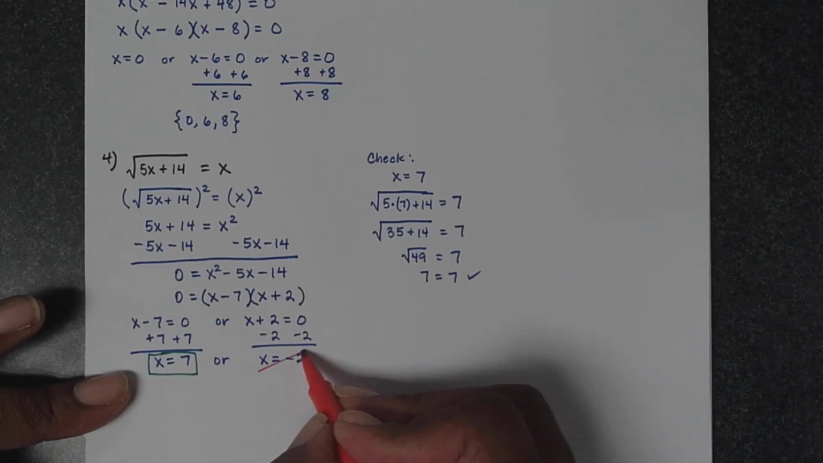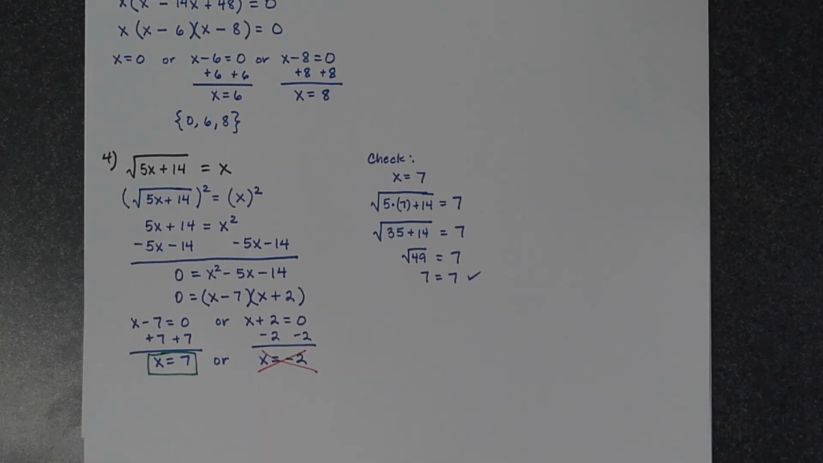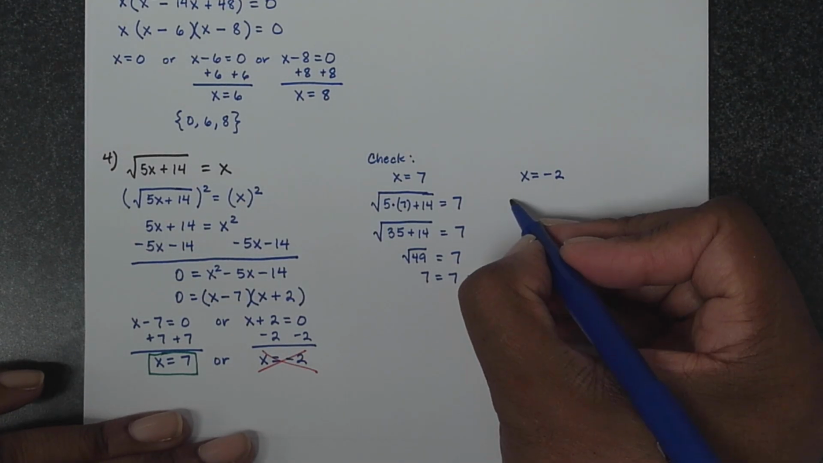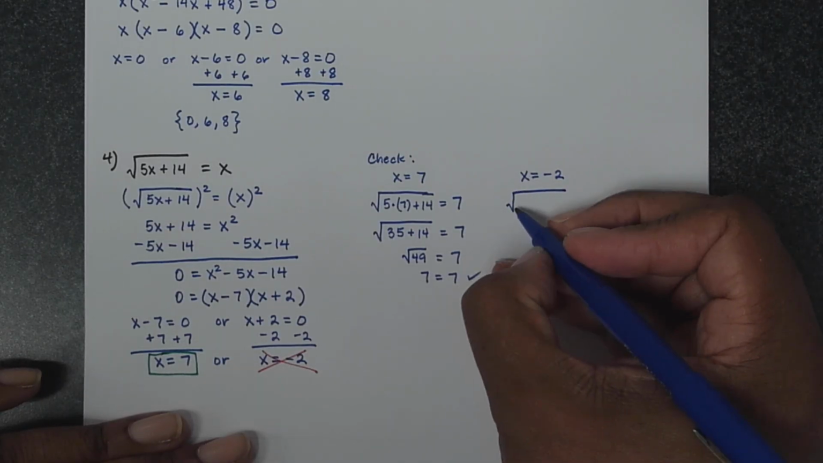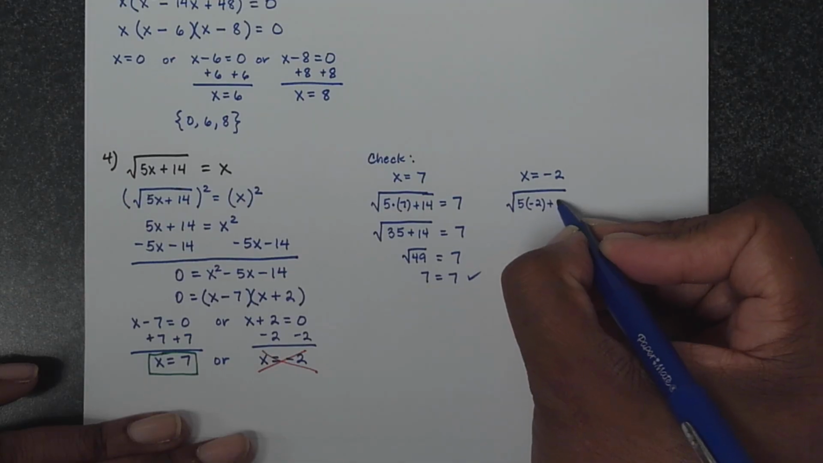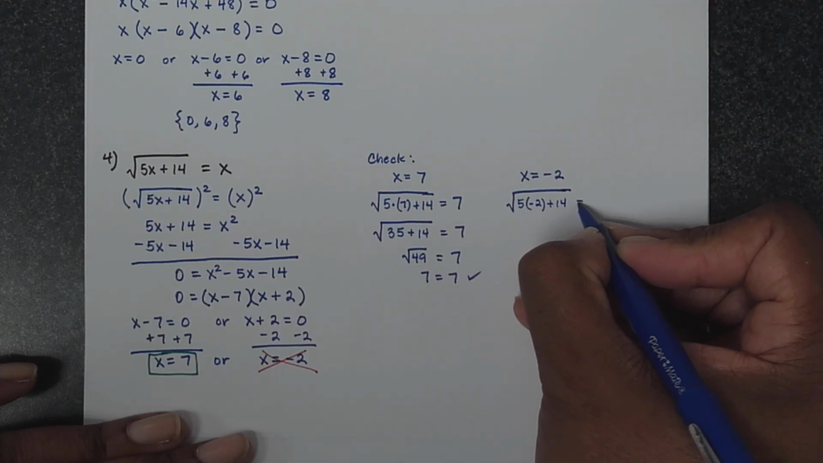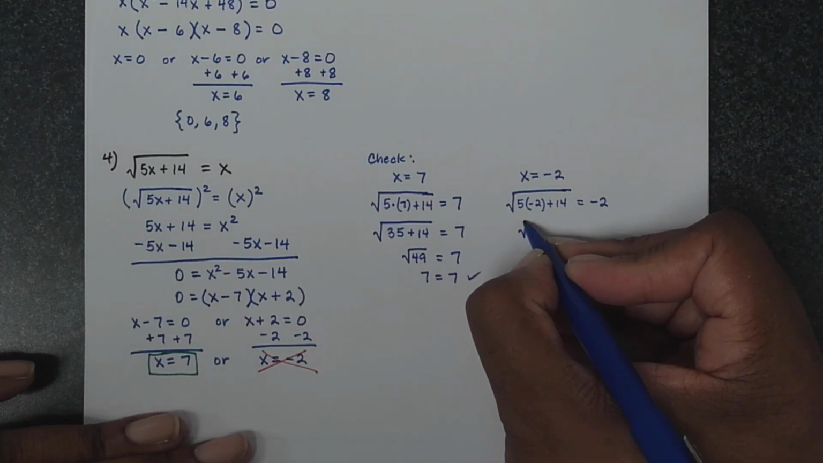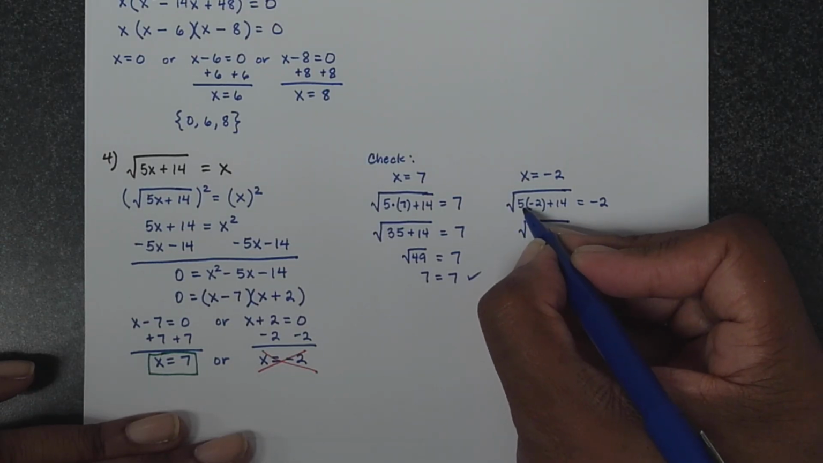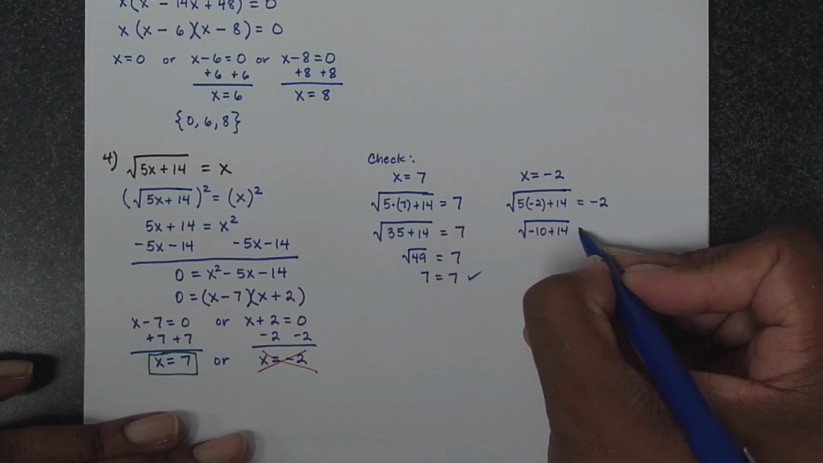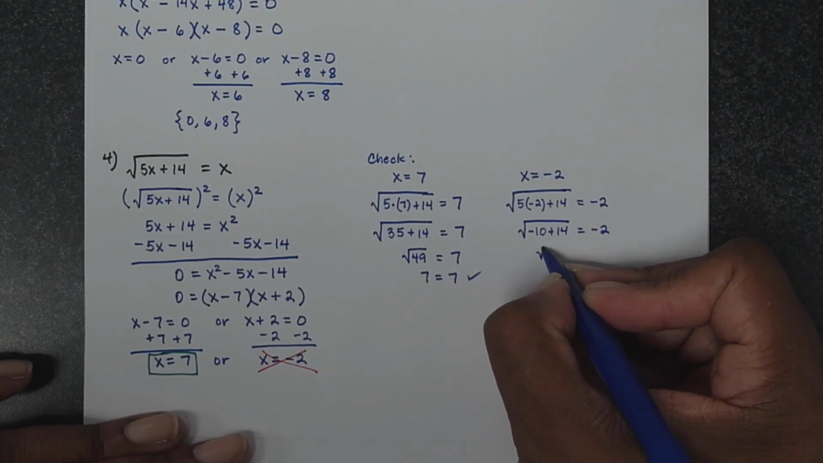So that means that this x equals negative 2, I can eliminate that altogether. And if you want to, you can check for x equals negative 2 here and replace the x with negative 2 in the original equation. So it'll be 5 times x, which is negative 2, plus 14. We want that to be equal to negative 2. But pretty much you can see that this is not going to make sense here. 5 times negative 2 will be negative 10 plus 14.